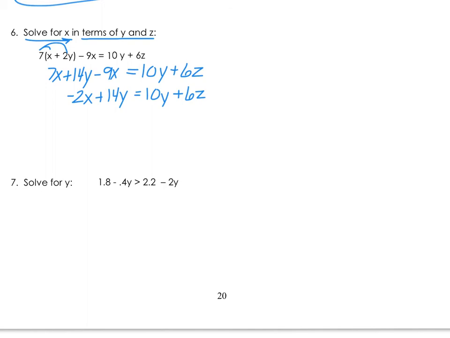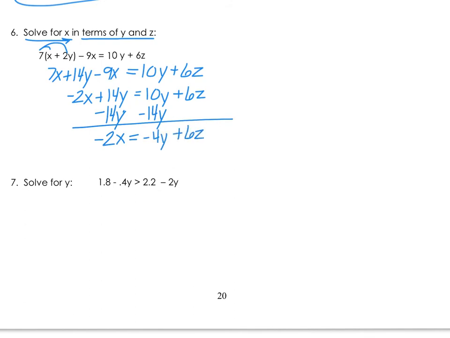And now I need to continue working to get x alone, so I have the 14y on this side with it, so I need to subtract that over to the other side of the equation. And then I have the like terms over here, so I'm putting it underneath the 10y because I can combine the 10y minus 14y. So I have negative 2x equals negative 4y plus 6z.